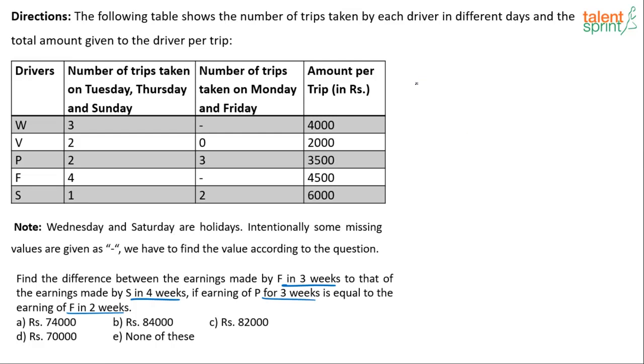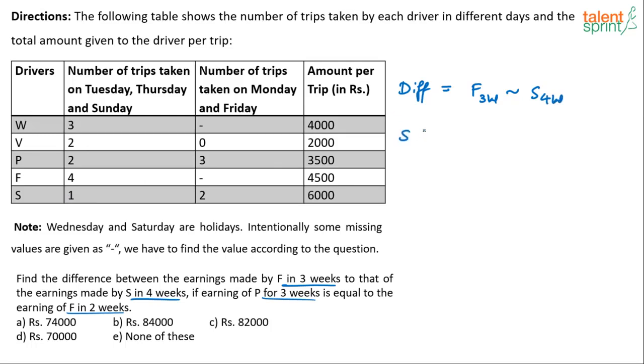So we have to find the difference, right? What is the answer? Difference. We have to calculate the difference. What difference? F in 3 weeks, difference, S in 4 weeks. Now first of all, since the values for S are known to us, let's find out the total of S per week.